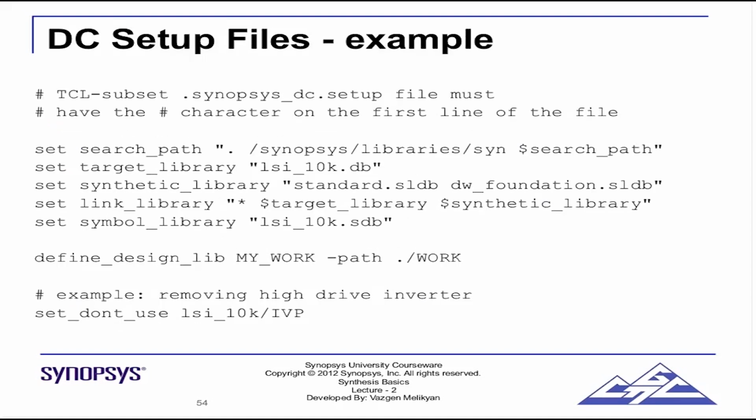An example of this .synopsys_dc.setup file is this. It is a must to have a hash character in the first line of the file. The variables are set here. We'll see what each of these variables mean: search path, target library, synthetic library. So this is an example where we are setting up the library in the DC setup file. You could set a lot of things here. You could set a lot of variables here. You could choose not to set up libraries here. It's up to you.